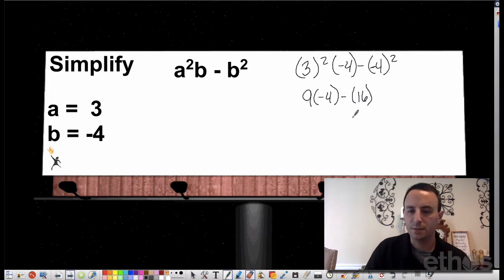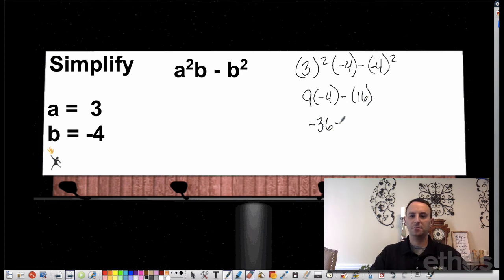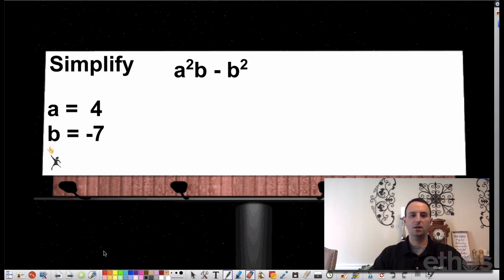You can choose to get rid of these parentheses if you want to. I just kind of keep them until I get to that final step. It's negative 36 minus 16. And then now I've got two negatives, so I'm going to add them together to get a negative 52 is my final answer. All right, and this changes every time we play with a different number or a different equation, we get a different answer.